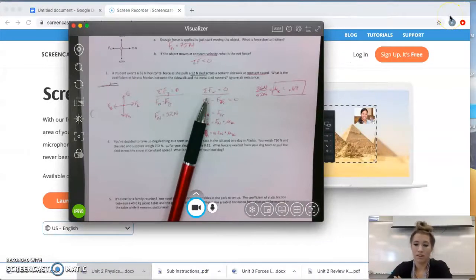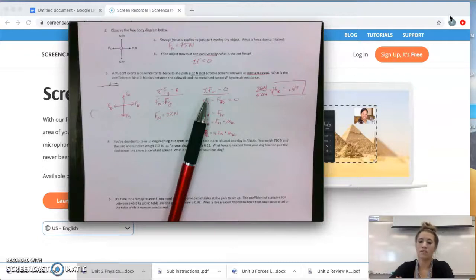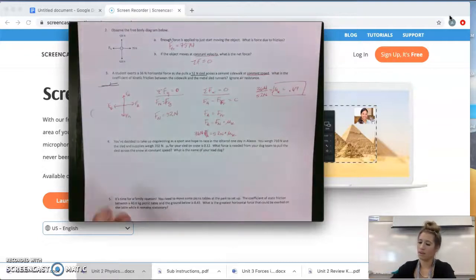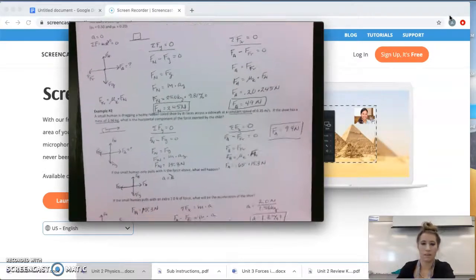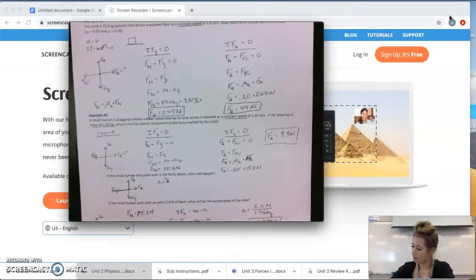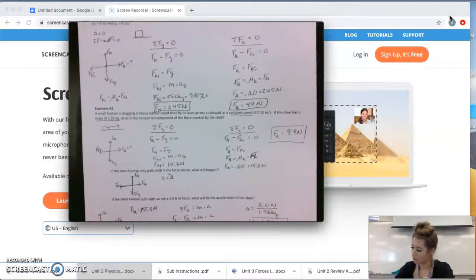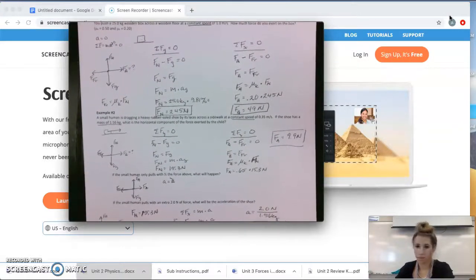So that wraps up our example problems for friction. If you're wanting to work on some more of the examples in the notes, and you have questions about those, let me know.